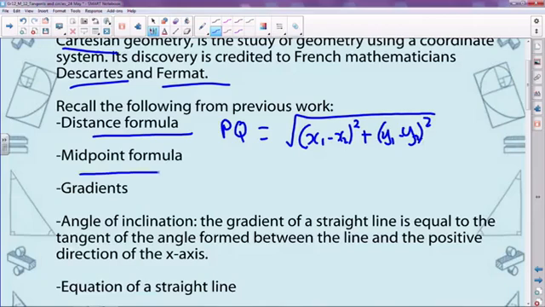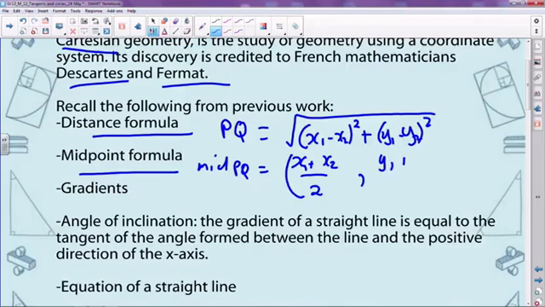Your midpoint formula helps you to find the midpoint of any line segment. So the midpoint of a line, let's say PQ again, is the sum of the two x coordinates, x1 plus x2, divided by 2, which gives you the x coordinate, and then the sum of the two y coordinates divided by 2. All right, gradients or slopes. We know the gradient is given by the change in y over the change in x, and obviously here we're just talking about straight lines.